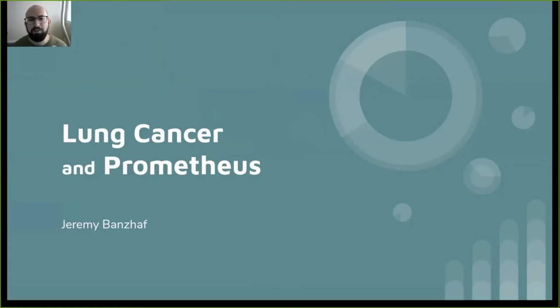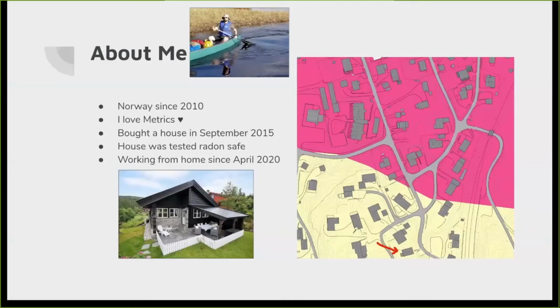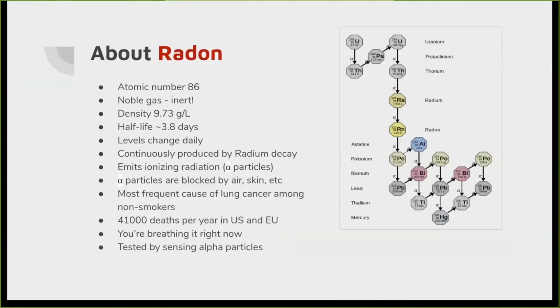And today I'm going to talk about how to use Prometheus to lower your risk of lung cancer. So a little bit about me. I've been in Norway since 2010. I love metrics. I bought a house in 2015, and it was tested to be safe from radon. But ever since Corona started and I've been working from home, I've been a little bit worried about radon levels. So I decided to do some research.